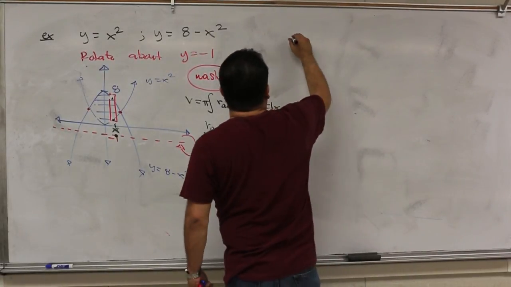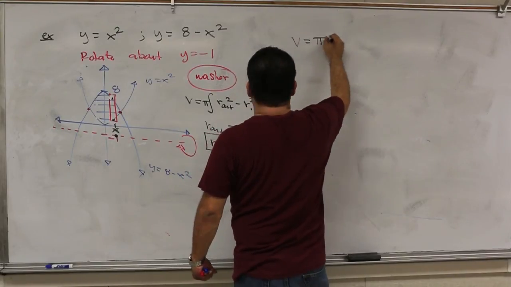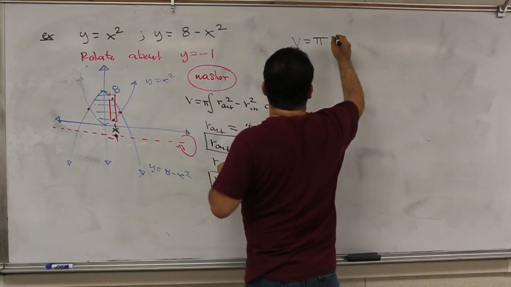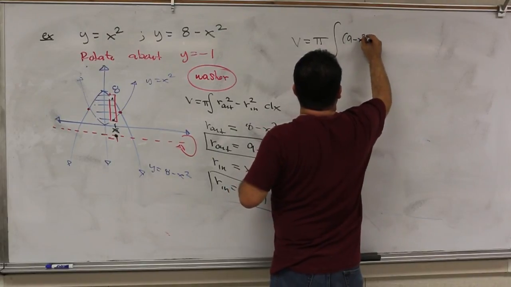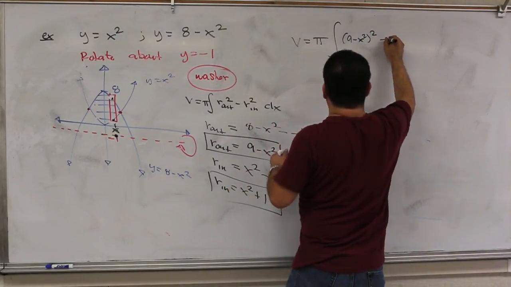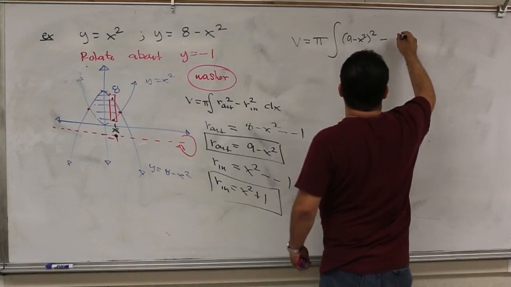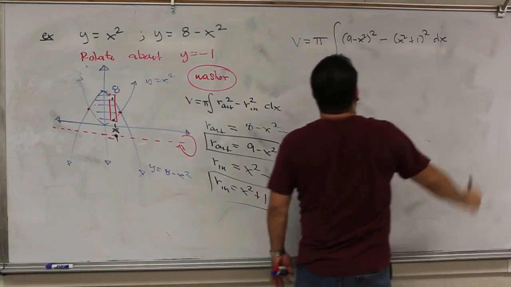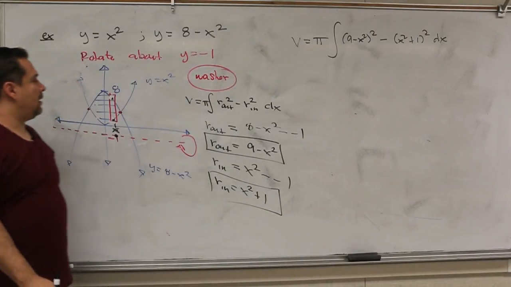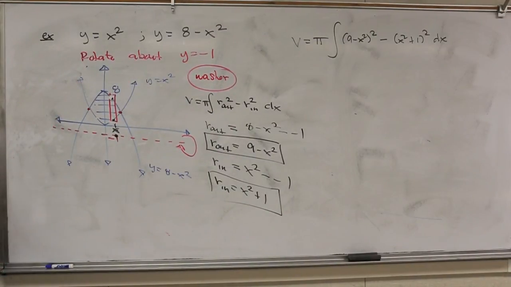So what you'll do then here is that now your volume will become pi integral of (9 minus x squared) squared minus (x squared plus 1) squared dx. However, there's something that's vital that's missing. What do you guys notice that's missing?